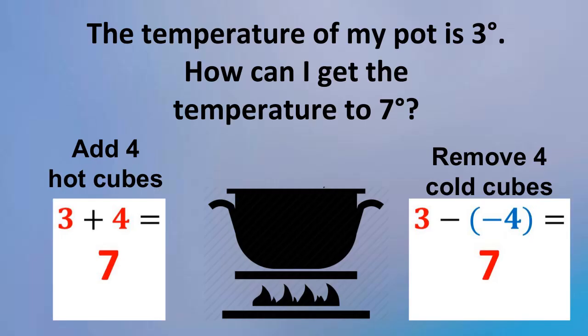3 plus 4, adding 4 hot cubes gets me to 7, but I can also remove 4 cold cubes, which also gets me to 7. 3 minus -4 equals 7. Hopefully you can see from this trick here, this is why your teacher says minus a negative is the same thing as adding. You're taking out something negative, which raises the temperature.